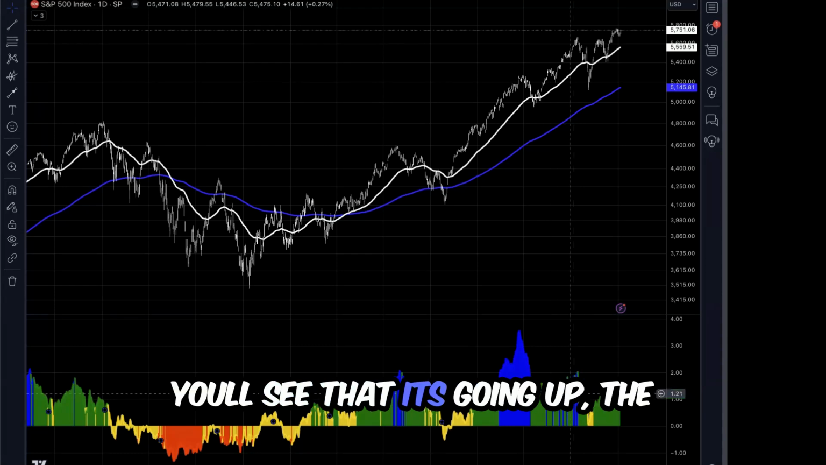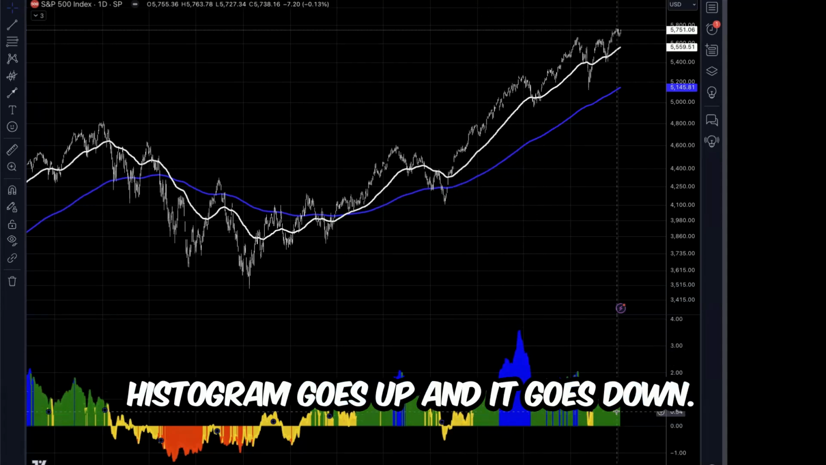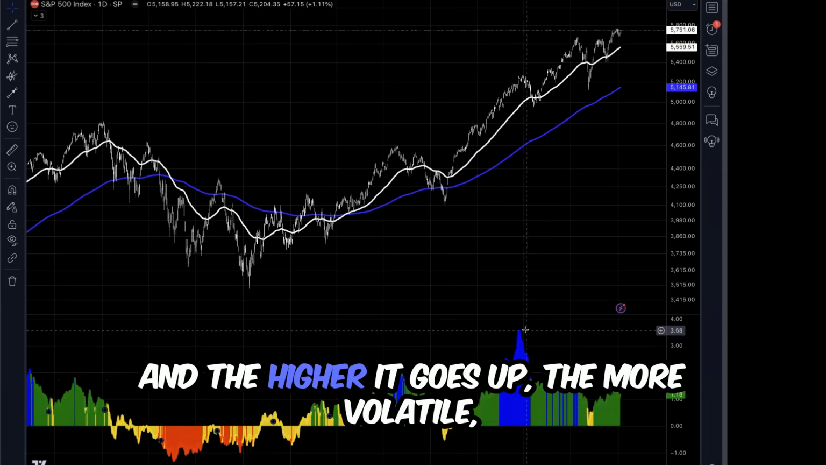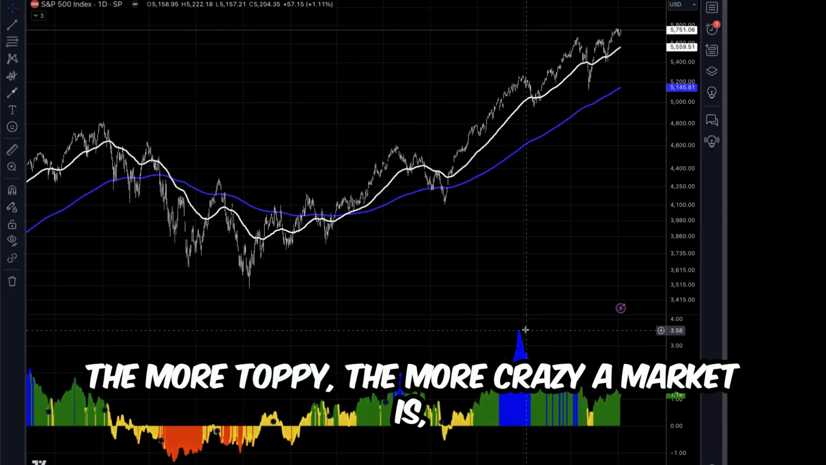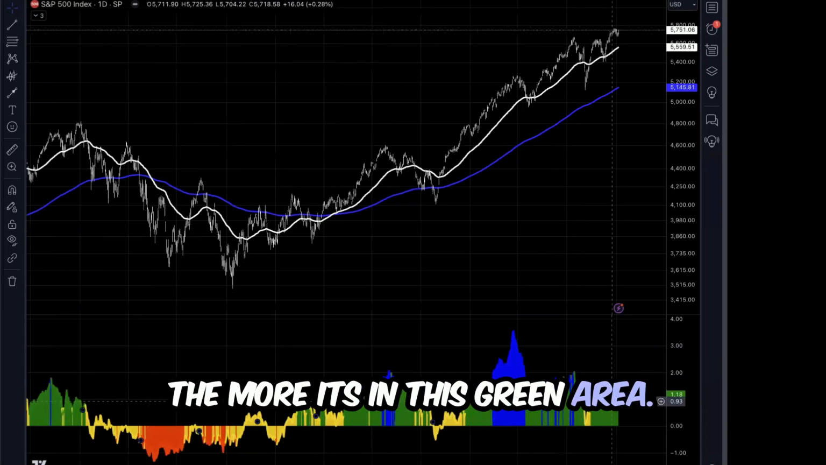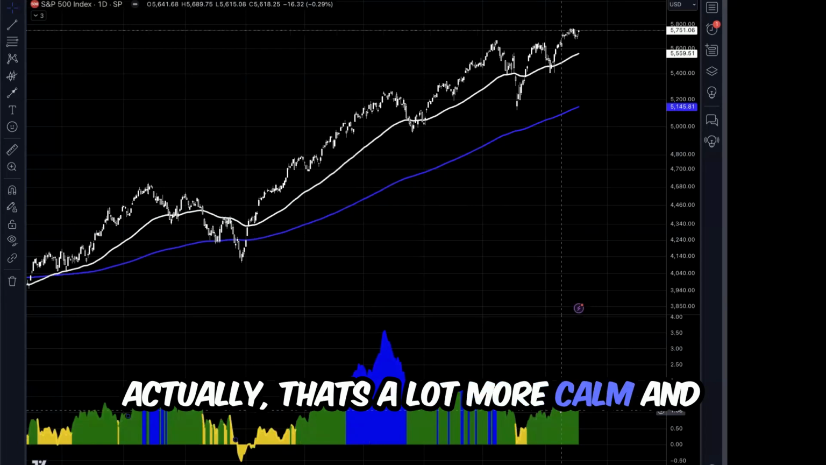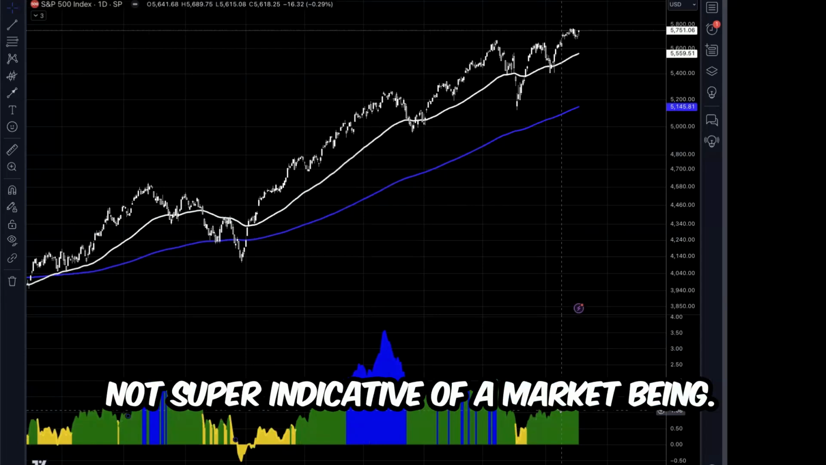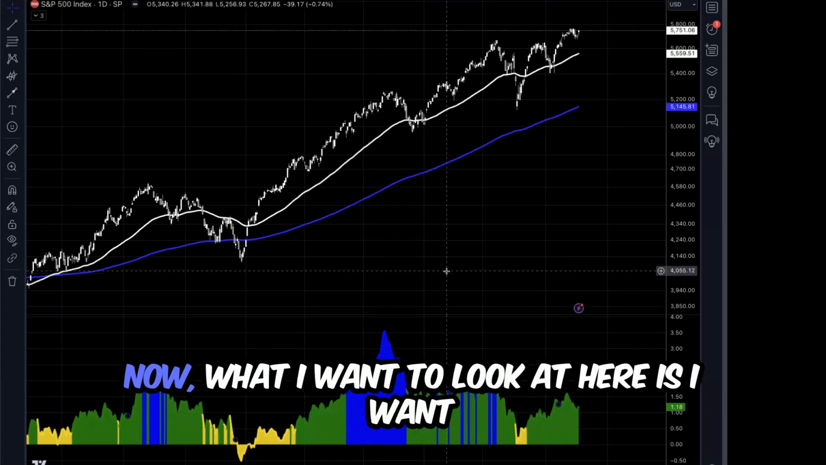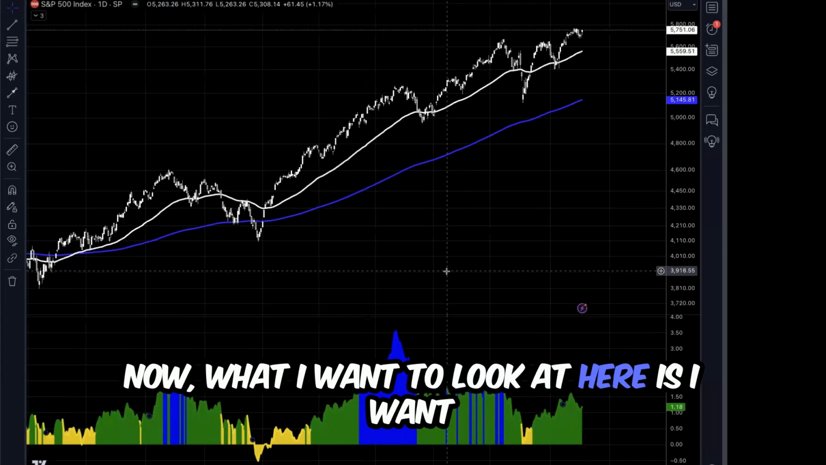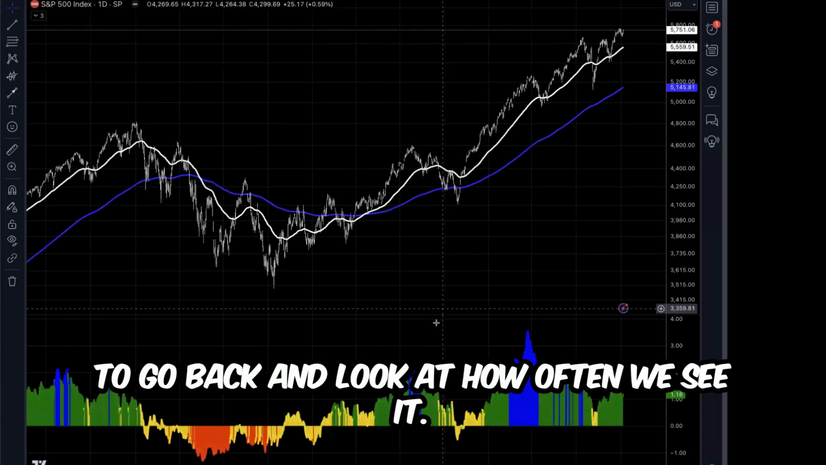You'll see that it's going up. The histogram goes up and it goes down. And the higher it goes up, the more volatile, the more toppy, the more crazy a market is. The more it's in this green area, actually, that's a lot more calm and not super indicative of a market being in trouble.